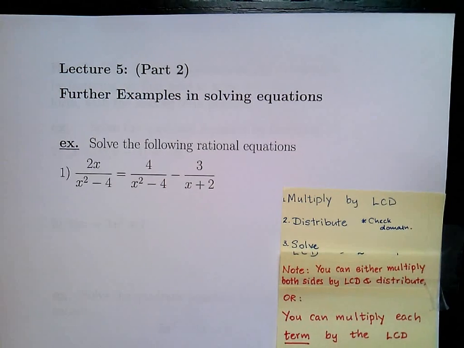Okay, and when you multiply by the LCD, you can either multiply the whole equation or you can multiply each term. And I would always recommend multiplying each term because it's easier and shorter. Okay, so let's first try to find the LCD here.